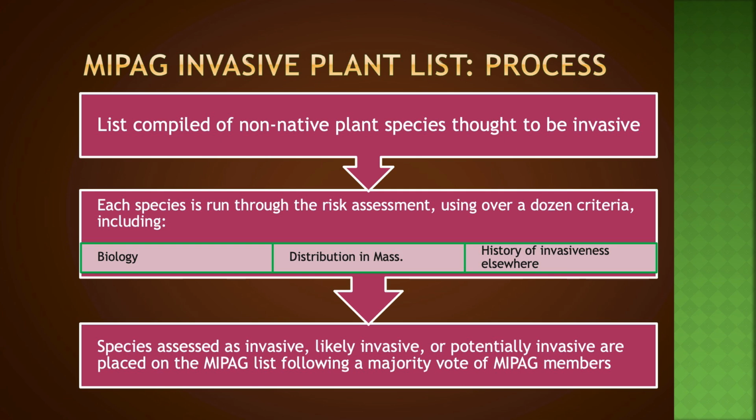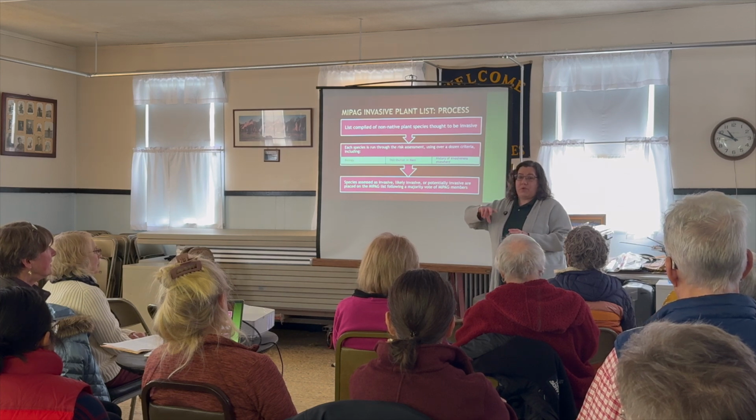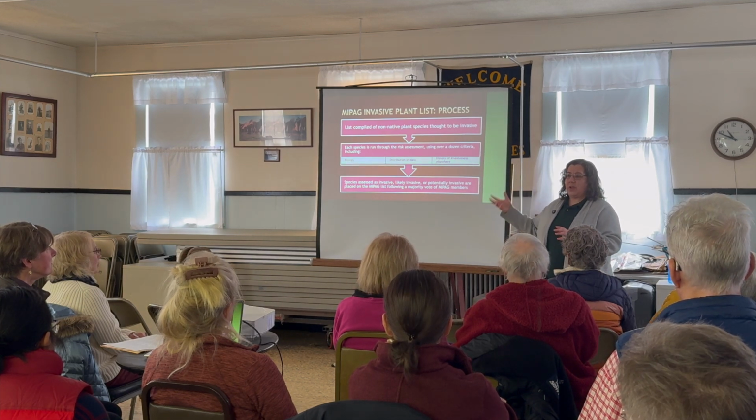There is this giant list compiled of non-native plant species that are thought to be invasive. This list comes from botanical experts. It comes from nearby states that have species on their list that aren't on ours. It comes from a great research lab at UMass Amherst that is doing, it's called RISK. They are looking into climate change impacts on invasive species. So the idea is that a species that is a successful invader south of us right now could be a problem for us in 10, 20, 30 years from now.